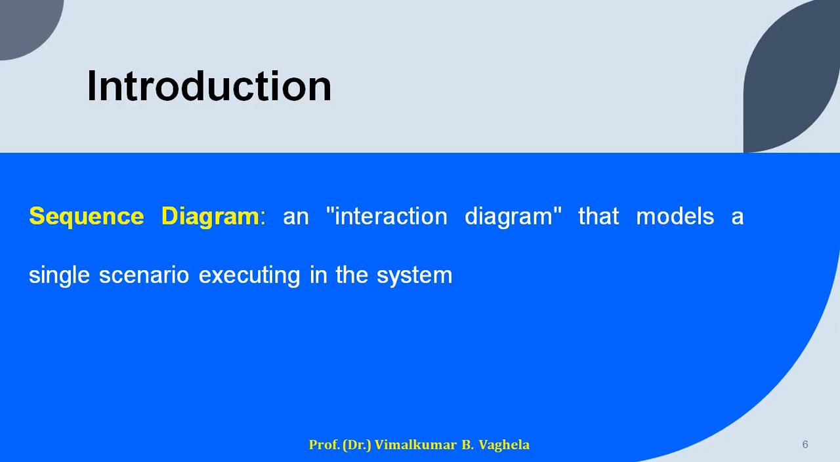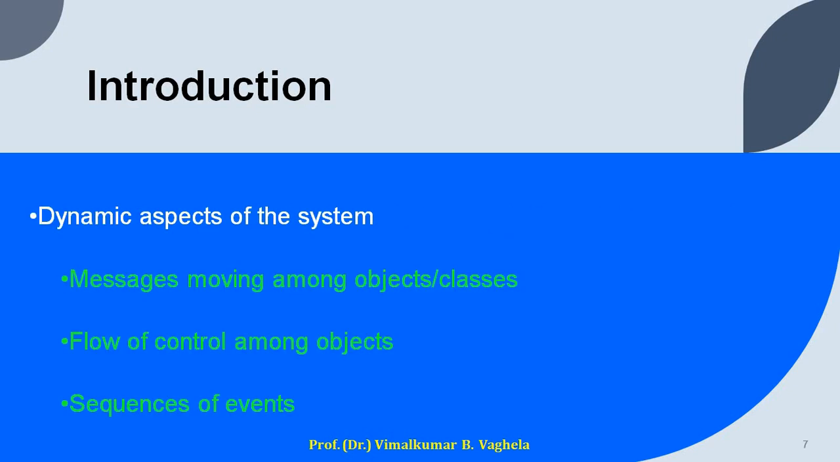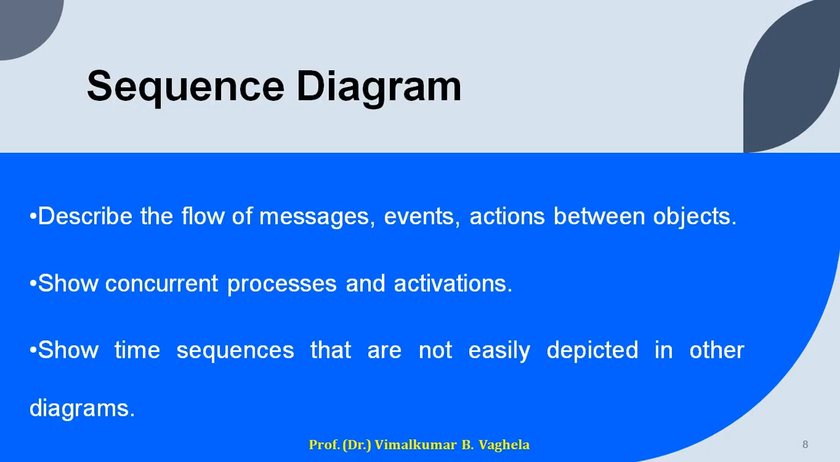A sequence diagram is an interaction diagram that models a single scenario to be executed in the system. What are the dynamic aspects of the system? The messages moving among the objects, flow control among the objects, and the sequence of events. The sequence diagram describes the flow of messages, events and actions between objects. It also shows concurrent processes and activation, and the time sequence that is not easily depicted in other diagrams.